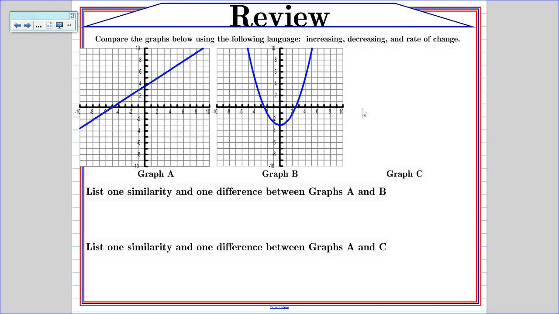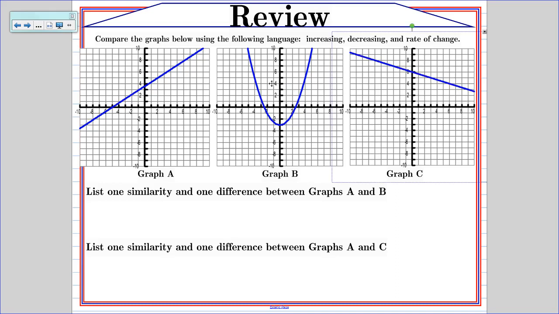A similarity is that at some point A and B are both increasing. A is increasing all of the time, and B is increasing from its vertex upwards. But a difference is that B decreases on the way down to its vertex, while A never decreases. We can also say that a difference between them is that A has a constant rate of change, while B does not have a constant rate of change. That's synonymous with saying A is linear and B is nonlinear.